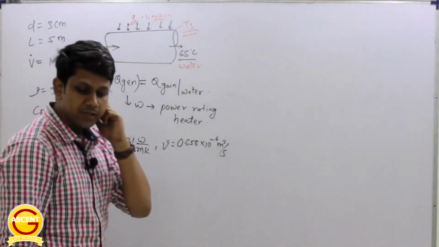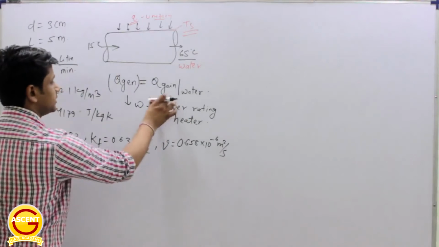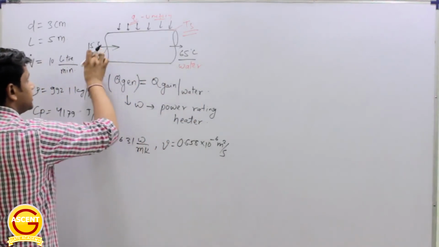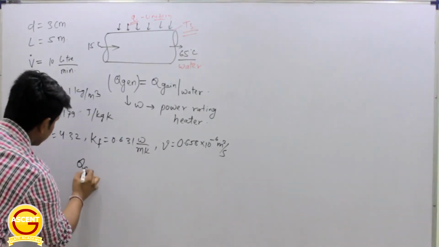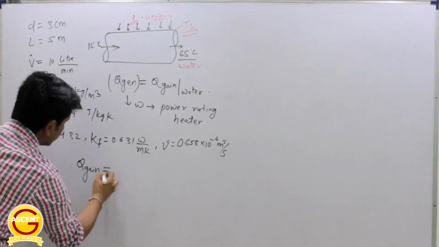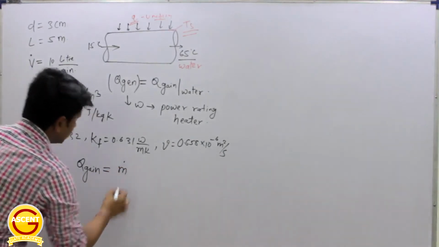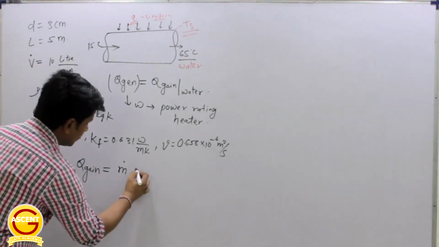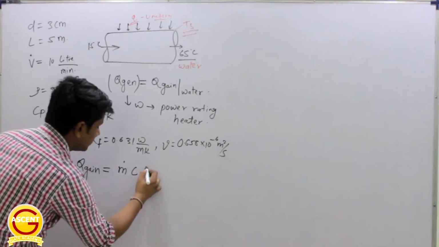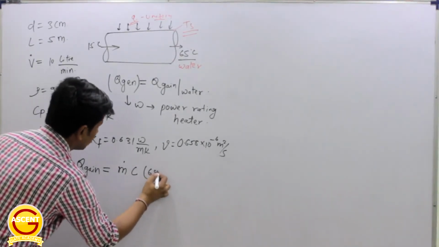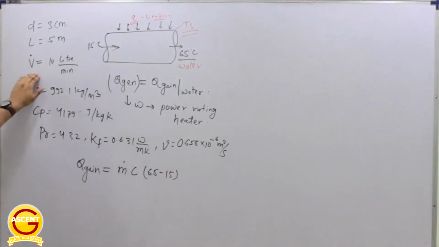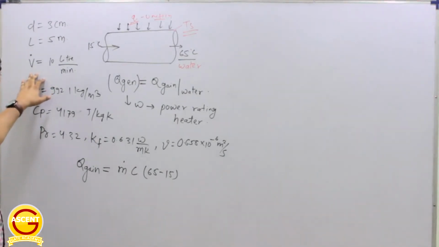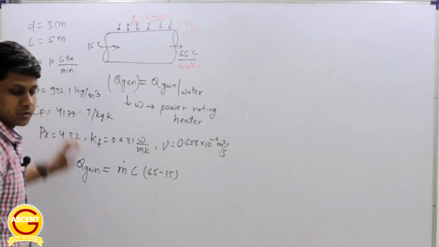So first of all, we will try to calculate how much heat this water will gain when its temperature is changing from 15 to 65, right? And that heat gain by water can be given by m dot, which is the mass flow rate, multiplied by the specific heat of the water into dT, the temperature difference, which is 65 minus 15, correct? And we have been given this volume flow rate, correct? But we want the mass flow rate, correct? So what will be the mass flow rate?